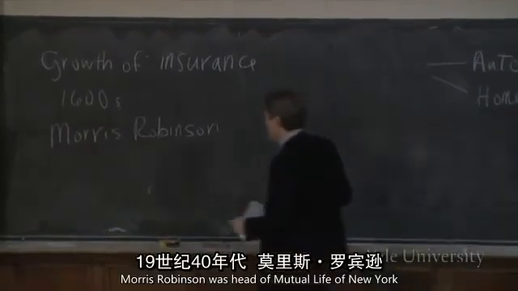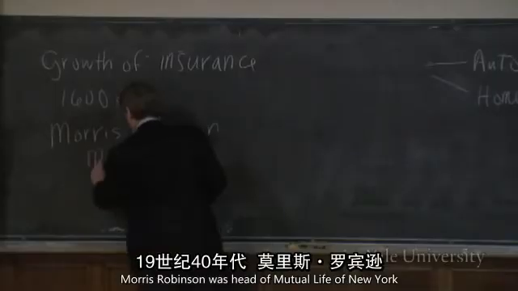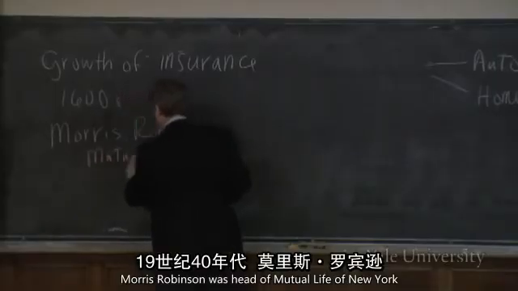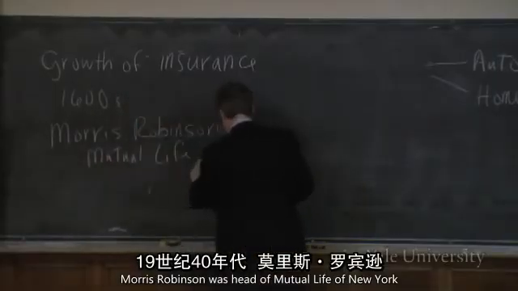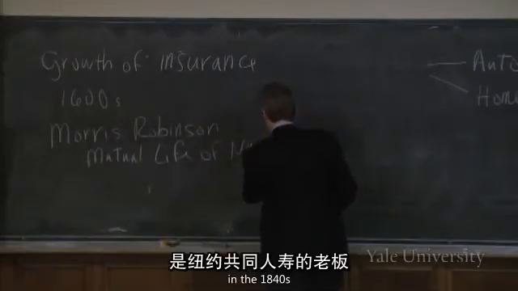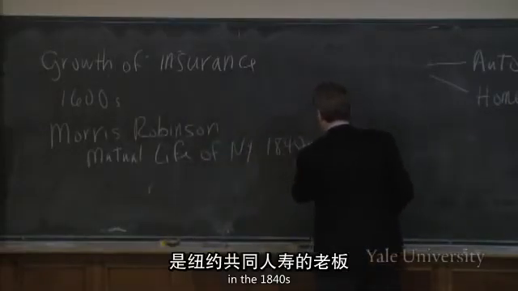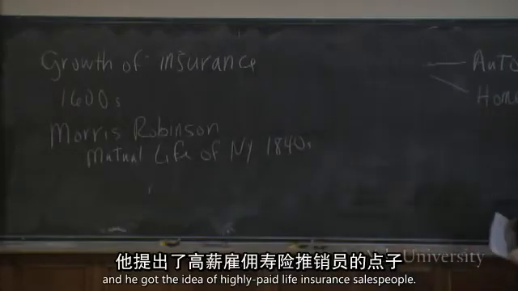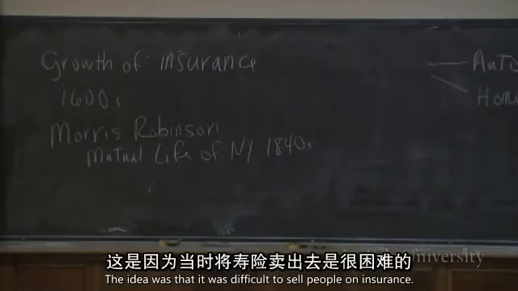So Morris Robinson was head of Mutual Life of New York in the 1840s, and he got the idea of highly paid life insurance salespeople. The idea was that it's difficult to sell people on insurance.